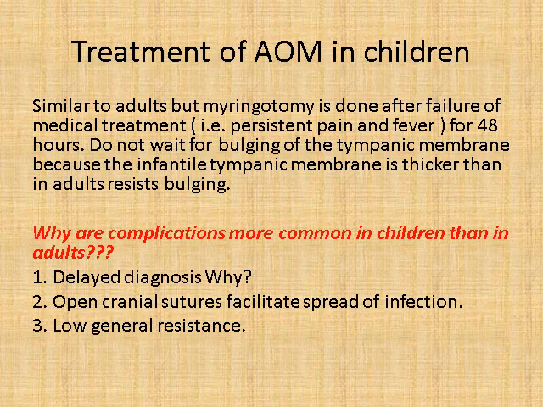Why are the complications of acute otitis media more common in children than they are in adults? First of all, delayed diagnosis. Children are susceptible to delayed diagnosis. They cannot express their complaint. They might be misdiagnosed as gastroenteritis, and also the child has a thicker tympanic membrane that will resist bulging, and so this might be considered as an absent alarming sign.